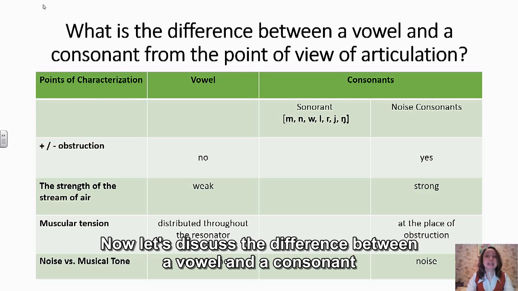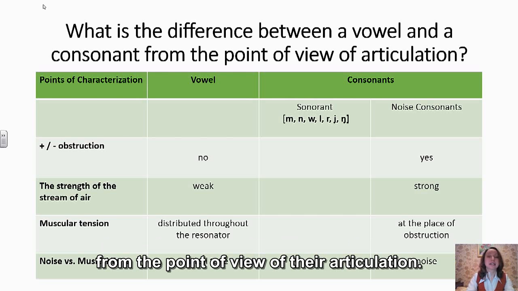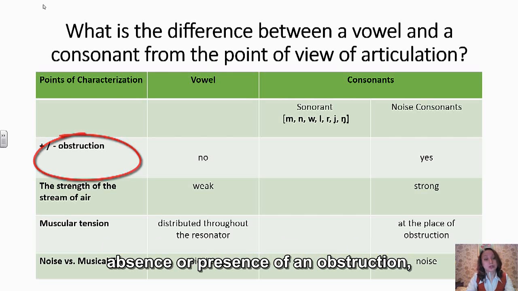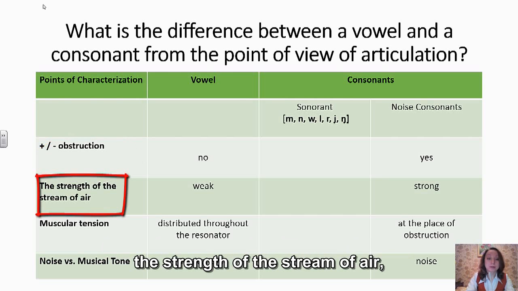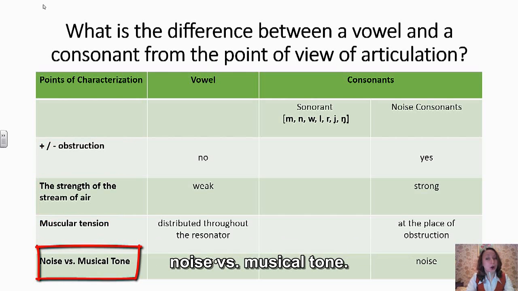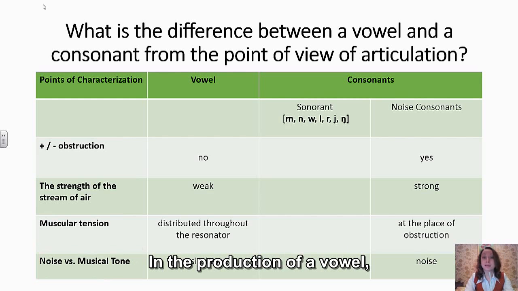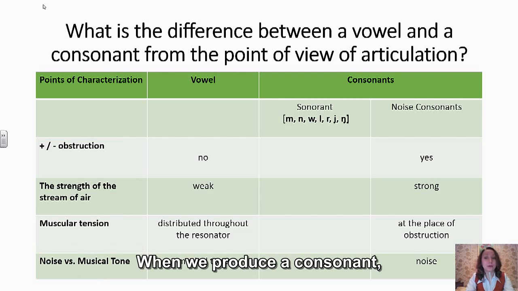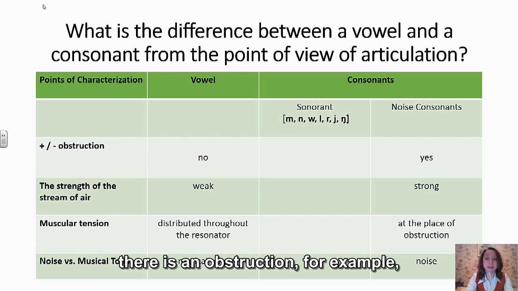Now let's discuss the difference between a vowel and a consonant from the point of view of their articulation. There are 4 points of characterization: absence or presence of an obstruction, the strength of the stream of air, muscular tension, and noise versus musical tone. In the production of a vowel, there is no obstruction, as in, for example, a. When we produce a consonant, there is an obstruction. For example, m.